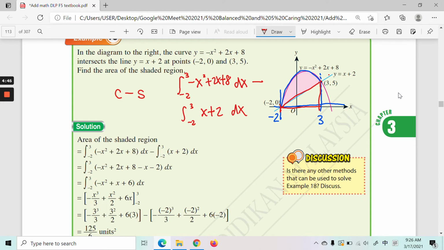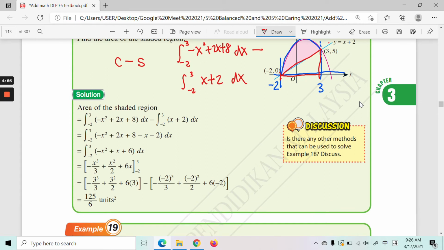This is the first method. If you don't want to use integration to find this area, actually you can also use the area of triangle formula to find it. Okay, I explain the first method first. You use the integration.